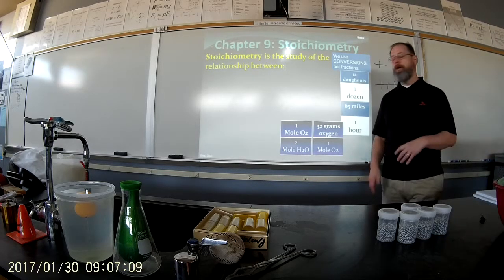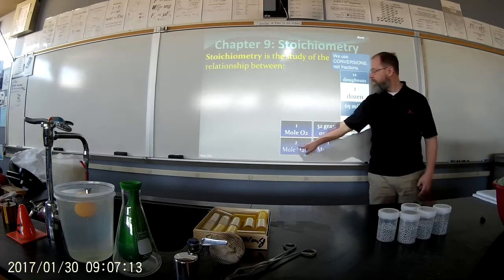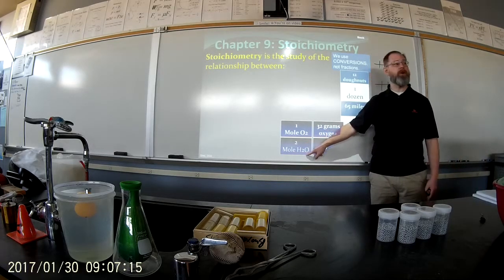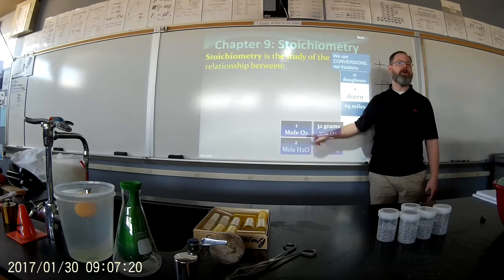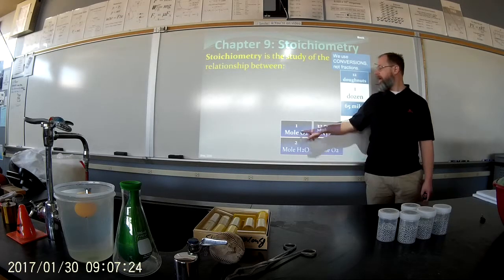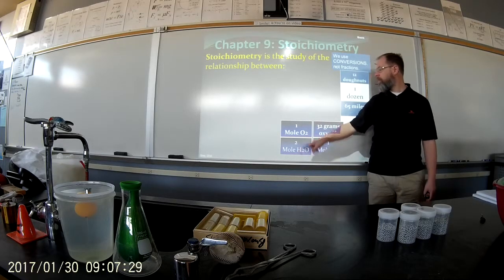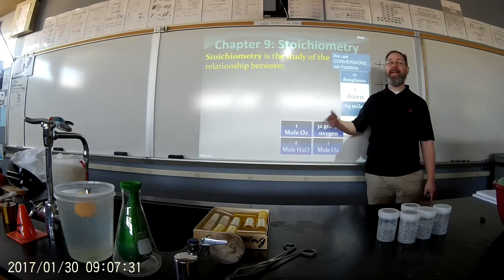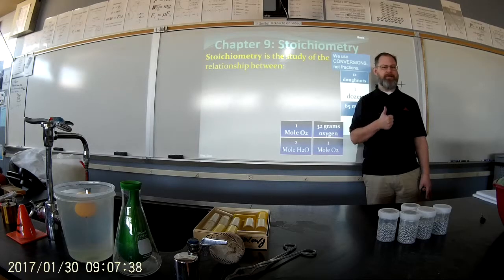Now, when you look at the equation for water, you realize that if you have 2 moles of H2O, you're gonna have 1 mole of O2. This is called a mole ratio. Mole of something to mole of something. If I have 1 mole of O2, I can make 2 moles of H2O. Give me a thumbs up if that idea makes sense. Some of you are getting it.